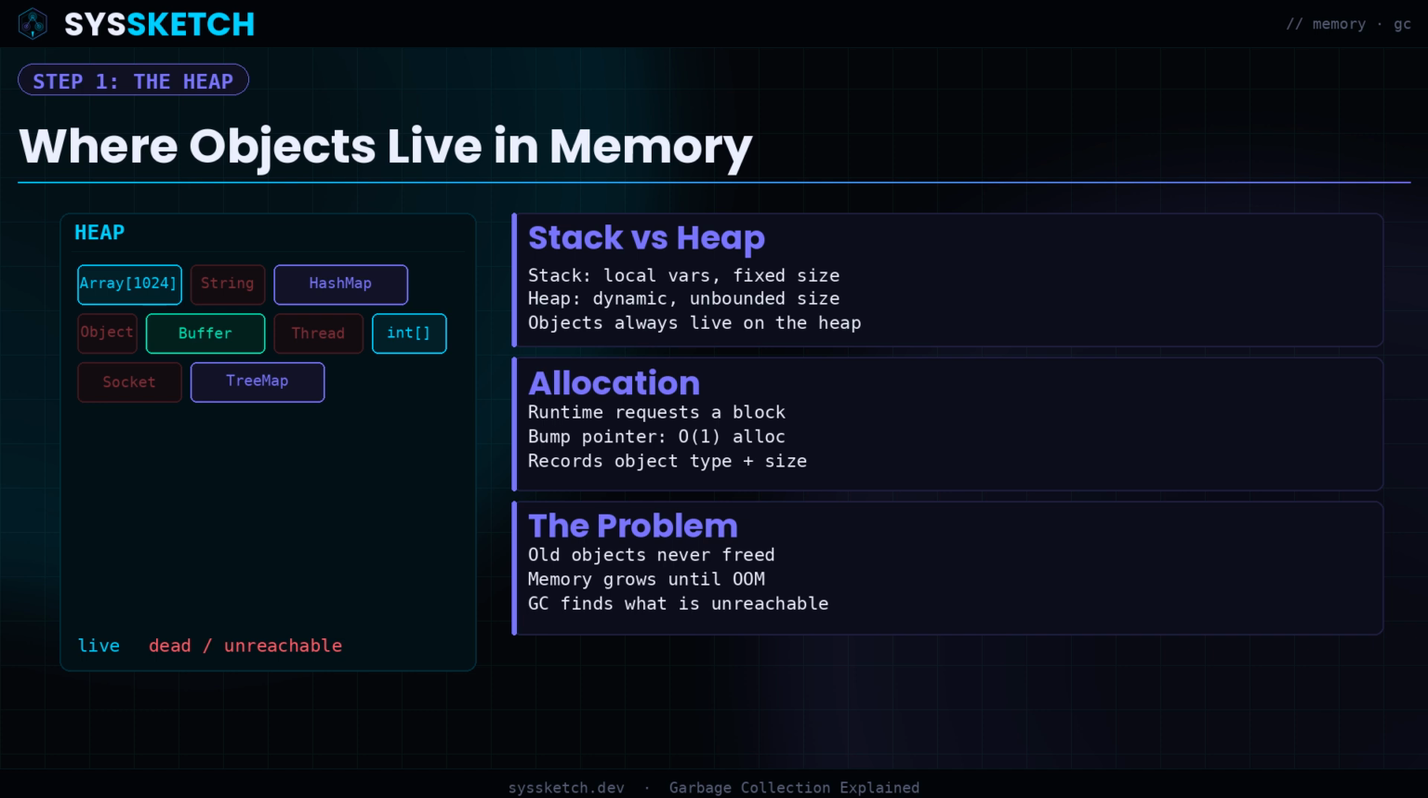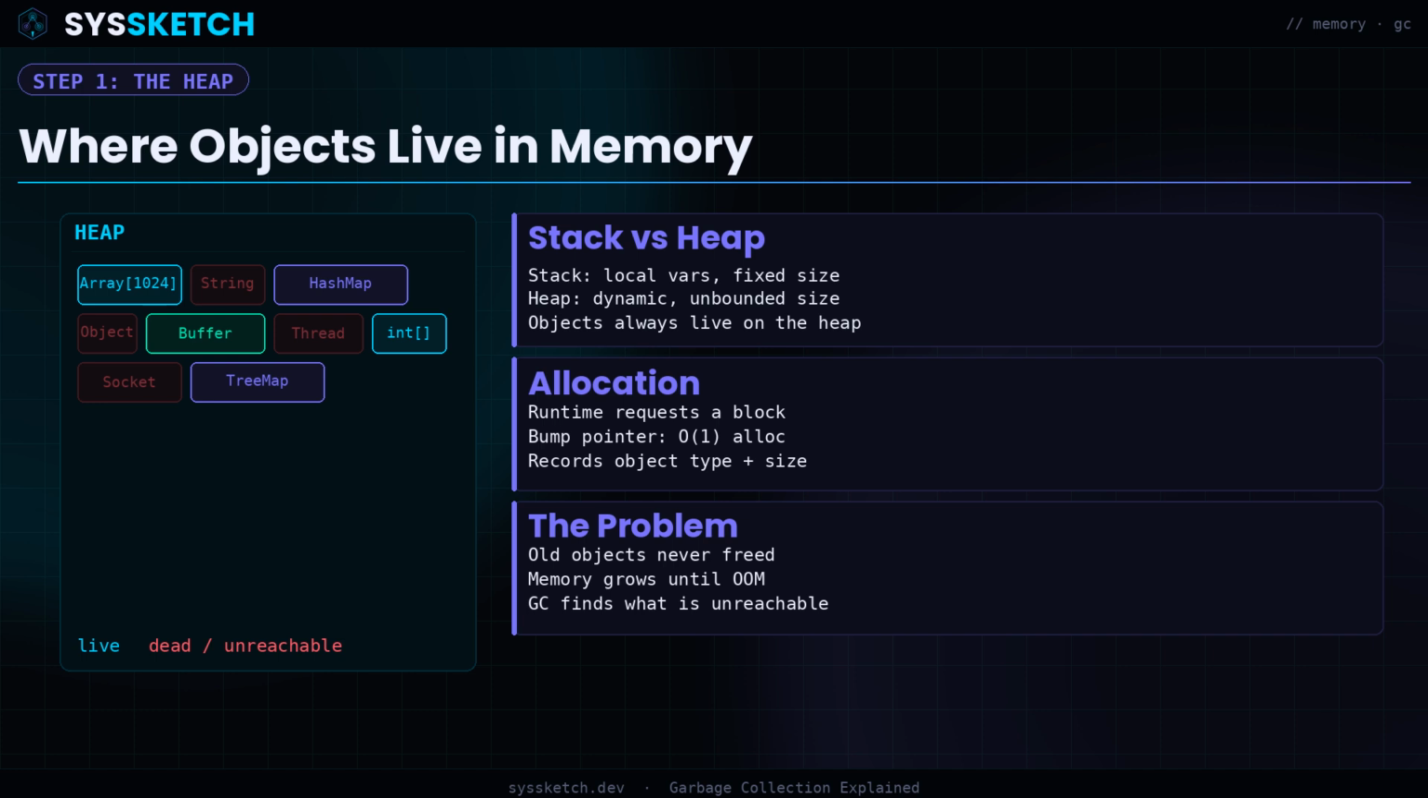The heap has no such structure. Objects pile up. A 140-byte array here, a dead string there, a hash map still in use, a socket nobody closed. Over time, the heap fills with a mix of live objects and garbage. The GC's job is to tell them apart and reclaim the dead ones before the process runs out of memory.